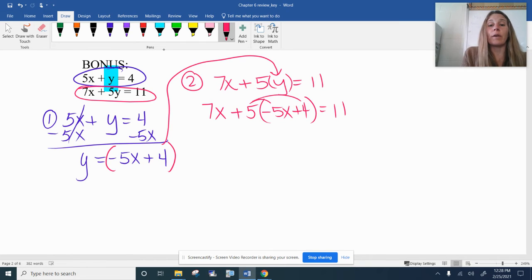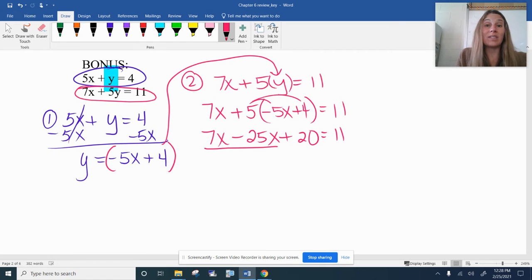Now I have to solve. If there's a number in front of your parentheses, you have to distribute that. This is a positive 5 that I'm distributing, so I'm going to get negative 25x plus 20. If it was a negative, make sure you distribute the negative with it. Like terms on the same side of the equal sign can get combined. So 7 minus 25x is negative 18x. And now I'm going to subtract my 20.